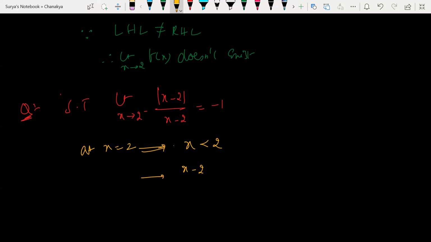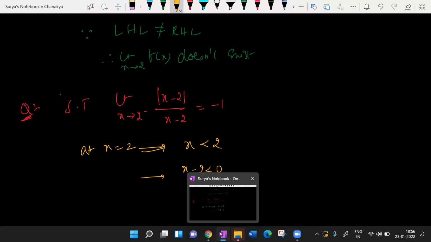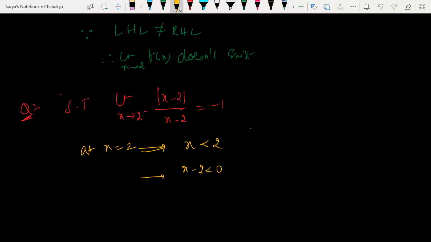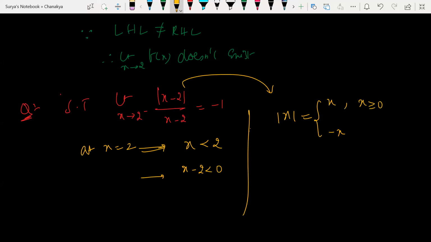x minus 2 less than 2. Can I write like this? Yes, of course. Look, if you know the modulus definition, what is the modulus x function definition? It will be positive x when x is greater than or equal to 0, and minus x when x is less than 0.